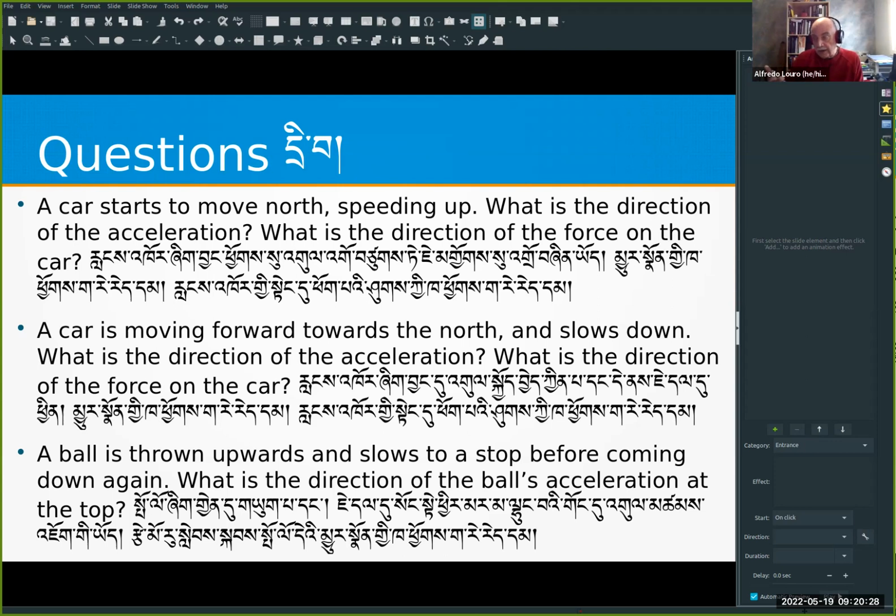The other way to think of this is to think about the force. The force acting on the ball is the force of gravity. And gravity always pulls down towards the center of the earth. And by Newton's second law, the acceleration is in the same direction as the force. So again, the acceleration must point downwards.